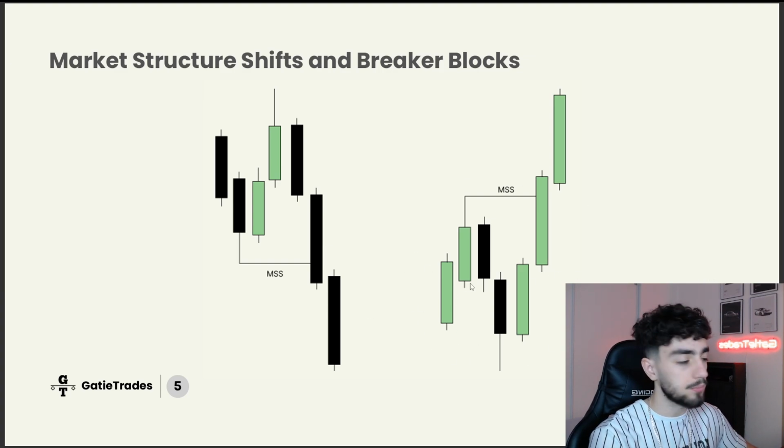In this example here, we have a bearish market structure. We put in this short-term high, we take out liquidity, and then we get a bullish market structure shift identified because we closed above this old high.